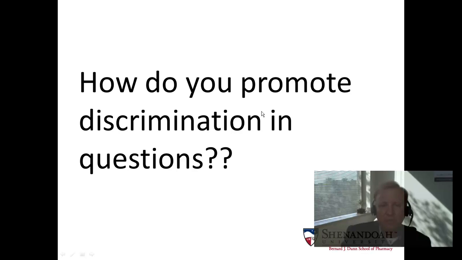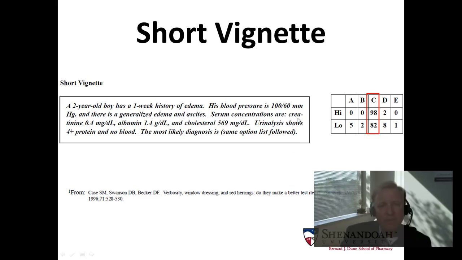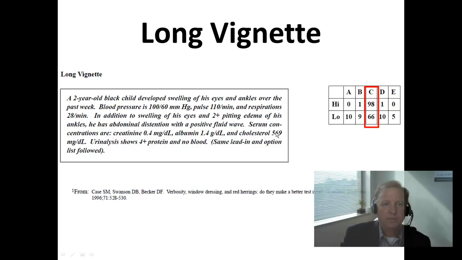So how do you promote discrimination in questions? Well, the primary vehicle is by the vignette. We've talked about vignettes being a preferred method of developing your question stems. So the short vignette here shows the high-low discrimination. The high group, 98% got this right. The low group, 82% got it right. Well, the longer the vignette, the more discrimination, as we'll see.